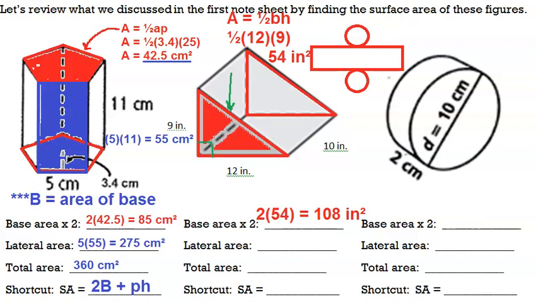The good news is it's a right triangle, so we could do a little bit of work on the side and figure it out. So we should probably do that. 9 squared plus 12 squared equals c squared. So we're just going to throw that in on the side.